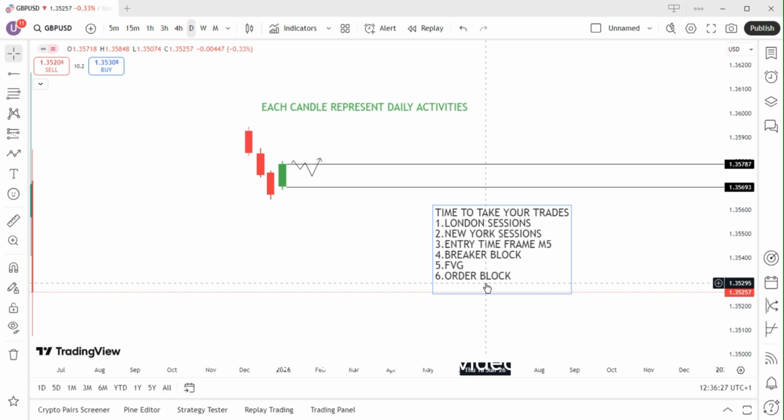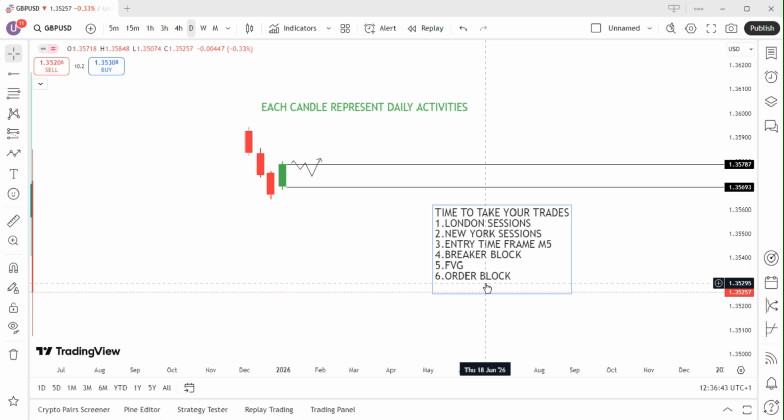At the end of this video, you will be able to know the direction of the market. You'll be able to know the entry time. You'll be able to know the time frame which you use to execute this trade to avoid the trade hitting your stop loss and then moving in your direction.